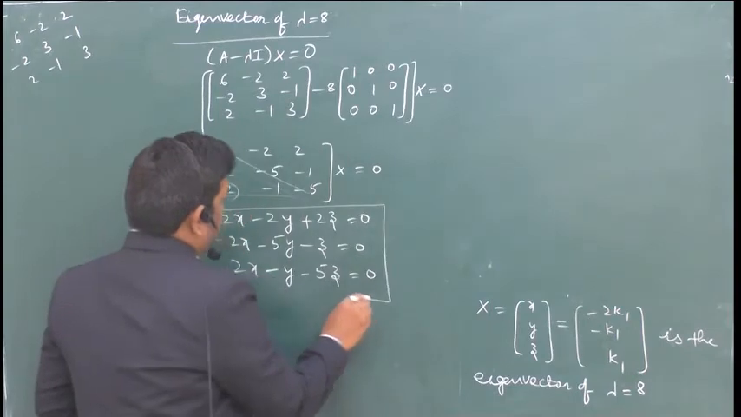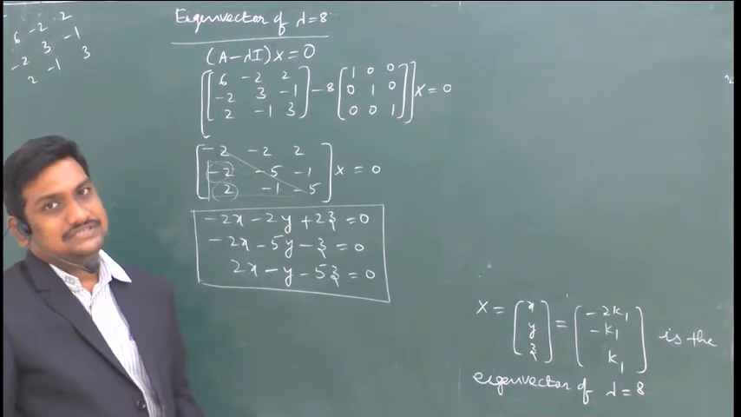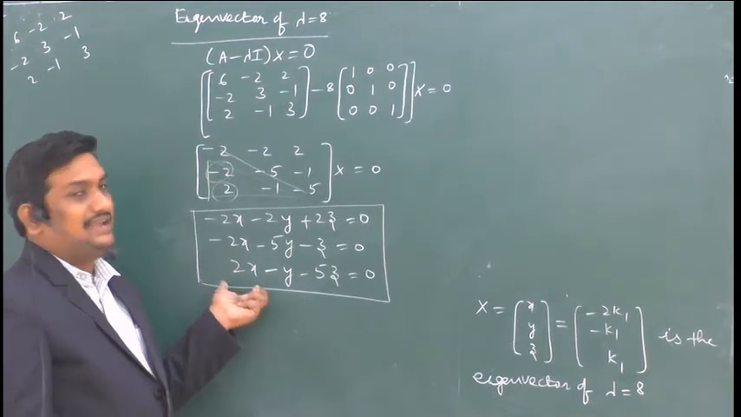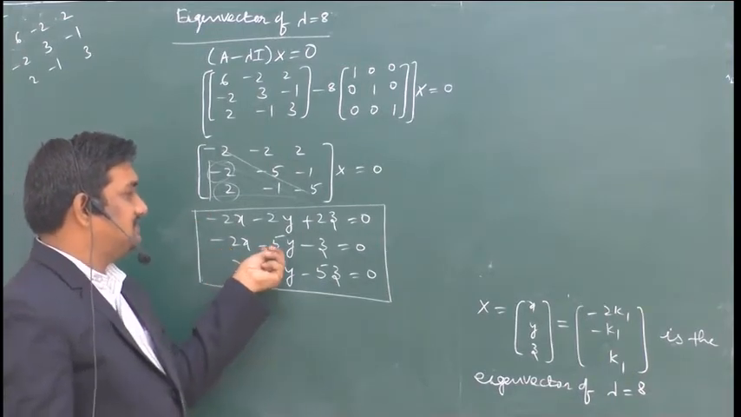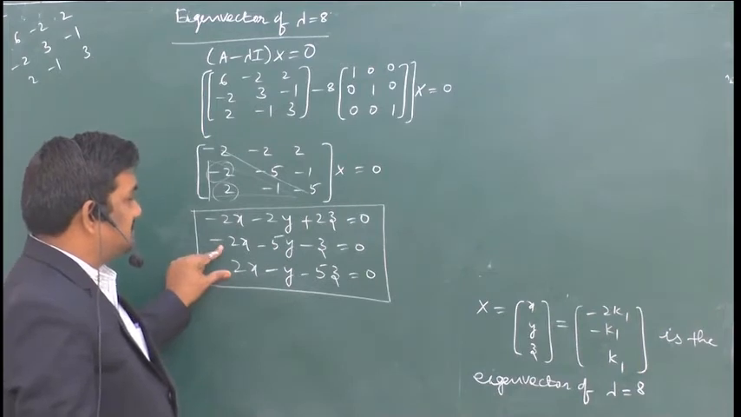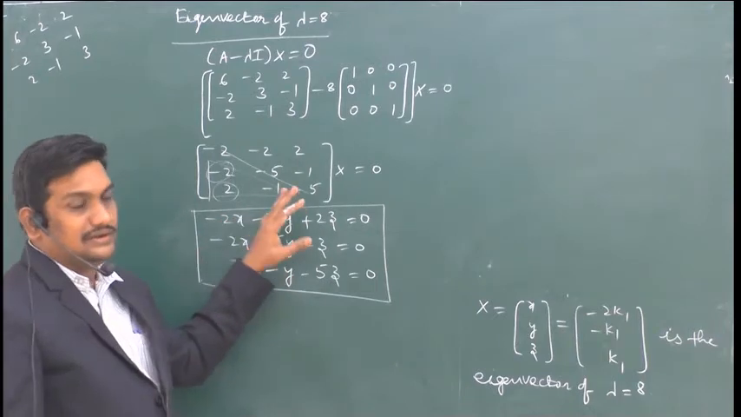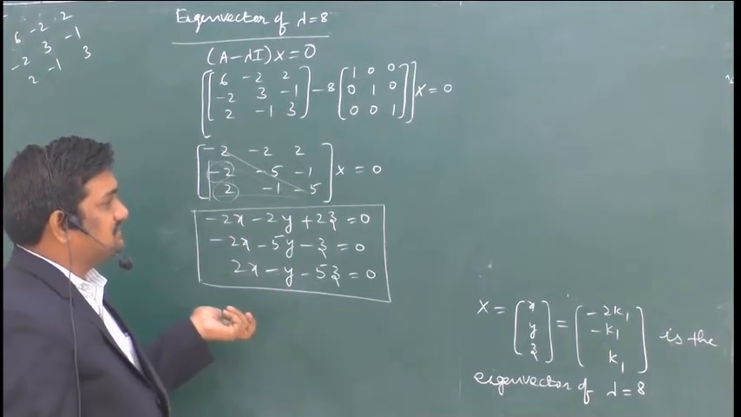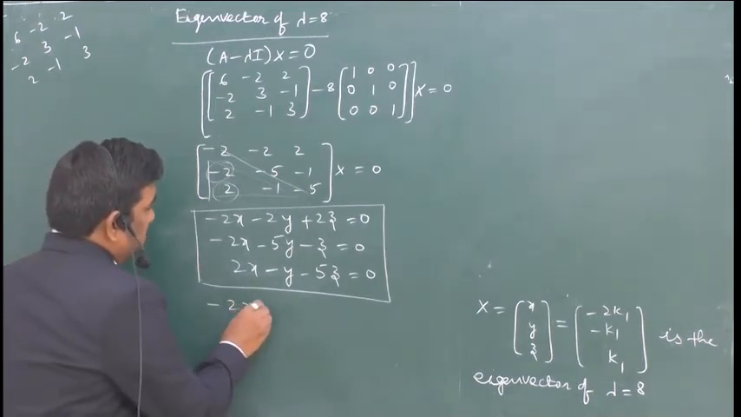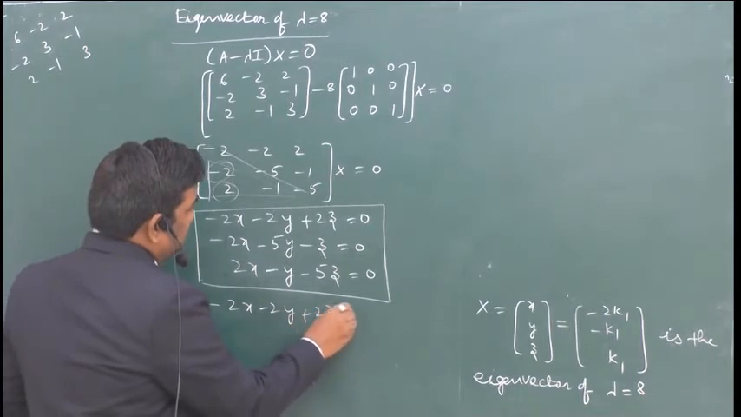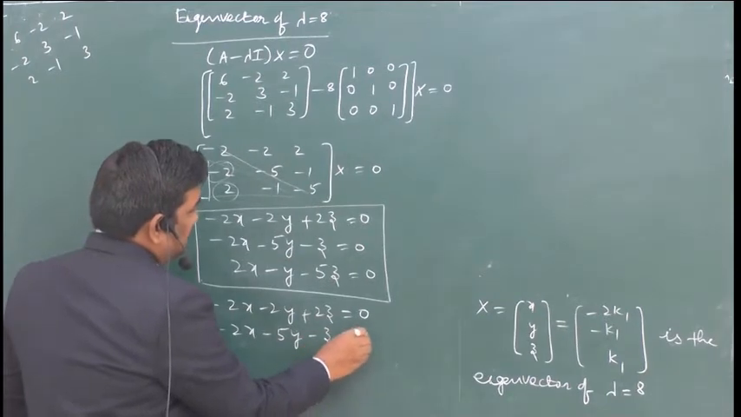So out of this system of three equations, let us identify two different equations. These two equations are different because the middle coefficient is different. 2, 3 is also different because the middle coefficient is different. 1, 3 is also different. All are different equations, so you can choose any two equations. I choose equation 1 and equation 2, that is minus 2x minus 2y plus 2z equals 0, minus 2x minus 5y minus z equals 0.